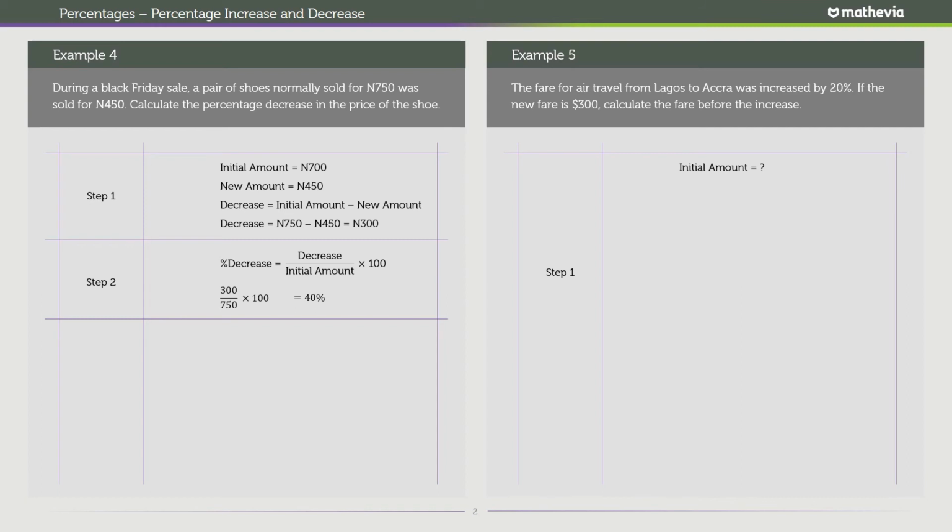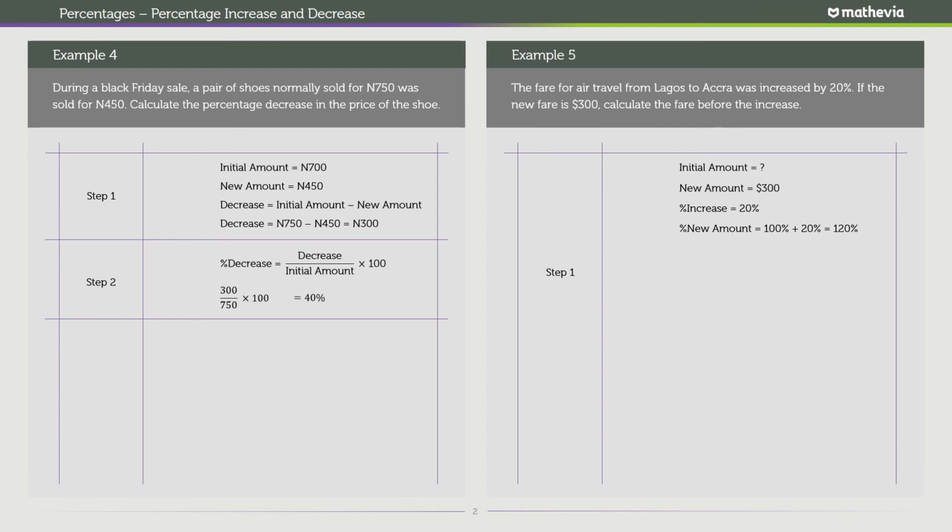But then, to solve this, we have the new amount as $300, and we have an increase of 20%. So if the increase is 20%, that means the original amount was 100%. The percentage that represents the new amount is 100 plus 20, which gives us 120%. Okay, so the percentage that represents the new amount is 120%.